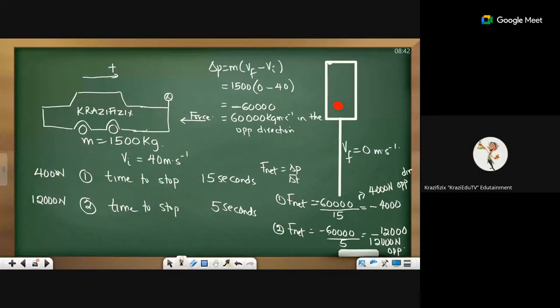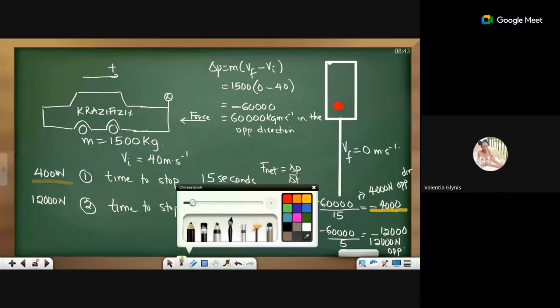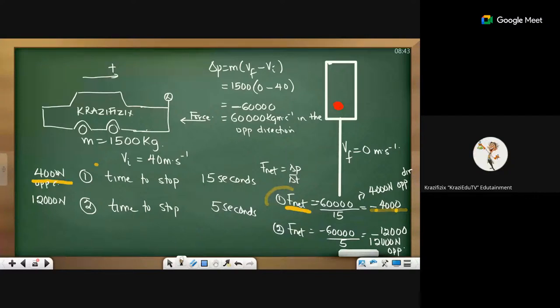Were you in class yesterday? Yes, I was. Okay, were you in class this morning? Do you know this formula? Yes. Good. So, do you understand how we got change in momentum? Yes, I understand. And what is the time taken? 15 seconds. Okay, put that in the calculator. What's your answer? 4,000. Good. Negative 4,000. And what are we looking for? F net. Good. So that means the F net for driver one is 4,000 newtons. Are you okay? Okay. In the opposite direction.